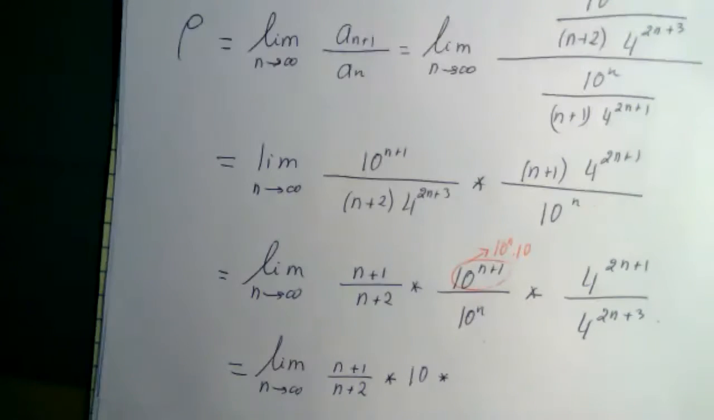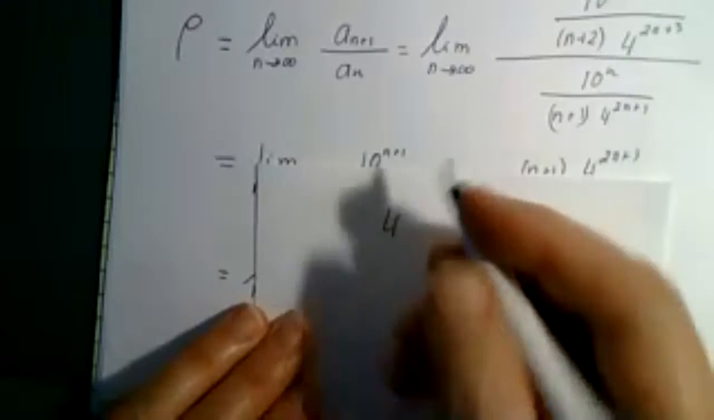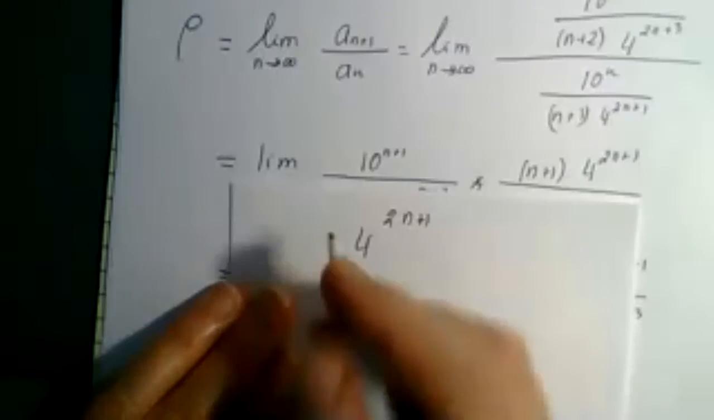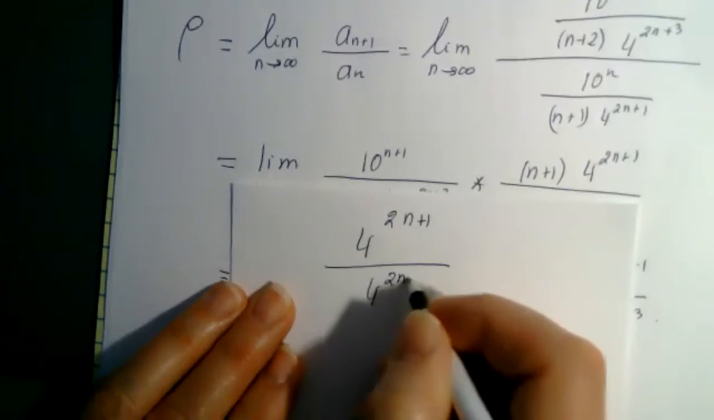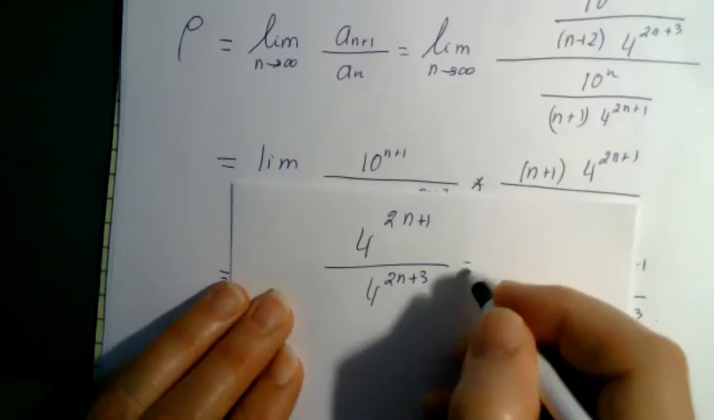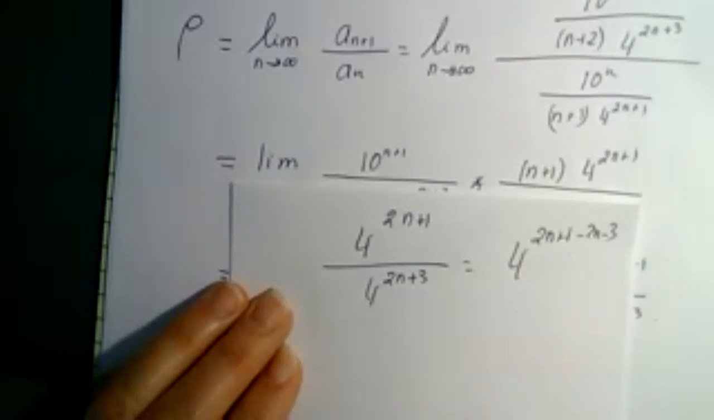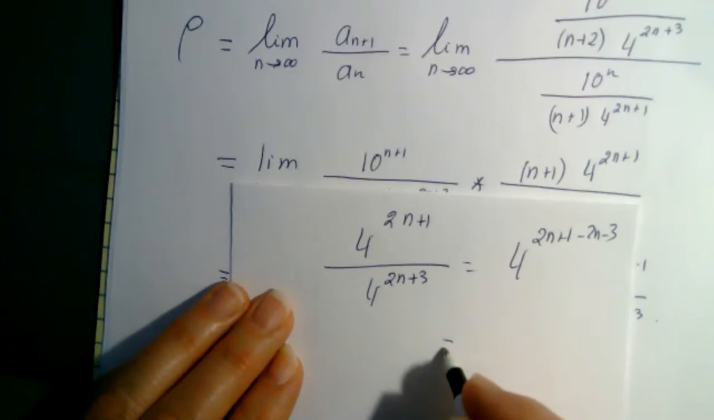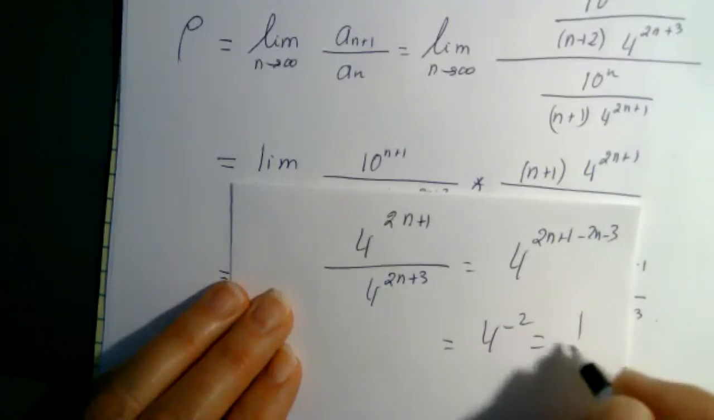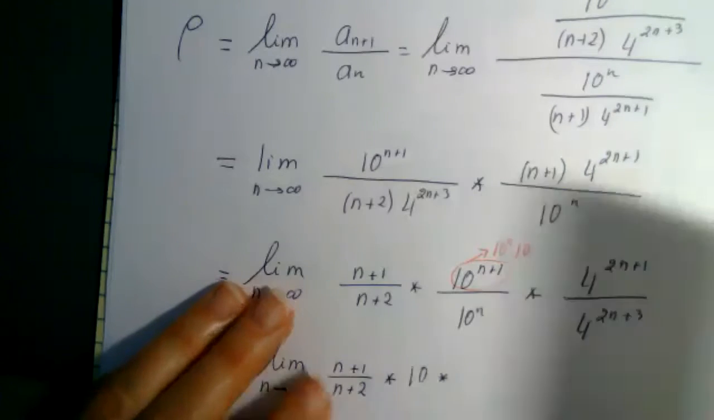One way: it's 4 to the 2n plus 1 over 4 to the 2n plus 3. One way to do that is to use the property of the same base, different power. You subtract the powers. If I subtract the powers, 2n minus 2n cancel out. I will have 4 to the minus 2, which is 1 over 4 squared. So that's why you can do it.